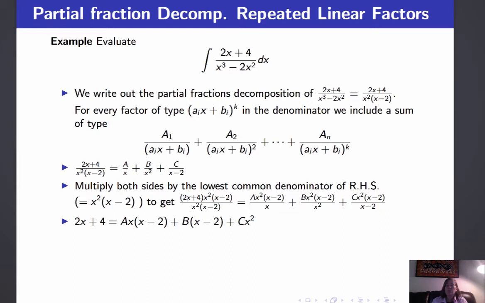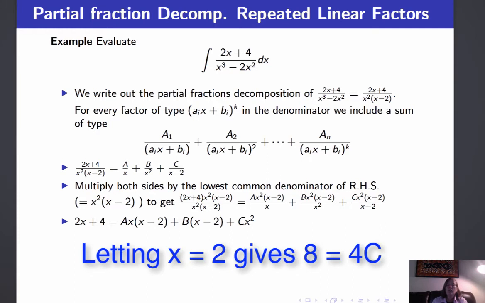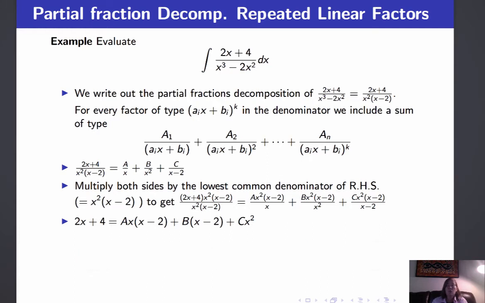Plugging in x equals 2 will get rid of the first two terms on the right-hand side, and you'll have c times 4 equals 8, so c must be equal to 2. Now you could substitute those values for b and c, and then maybe substitute some other value for x to find a. That's one way of approaching it. The other is to compare coefficients.